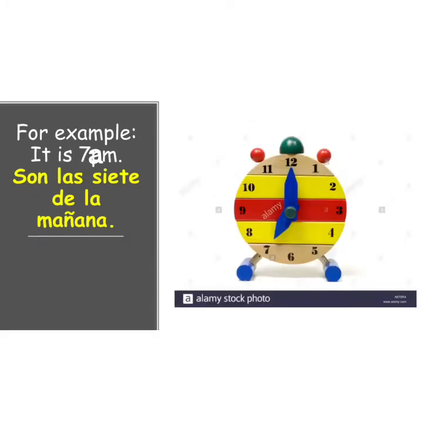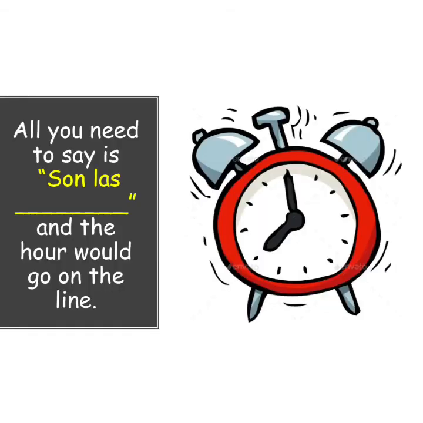Let us say we want to say it is 7 a.m. So we would say son las, and then the word for 7 is siete. So we would say son las siete. And remember it is a.m., so we would add de la mañana. So the full sentence would be son las siete de la mañana. Entonces, estudiantes, remember, all you need to say is son las, and the hour that you're referring to, that is what you'd put on the line.